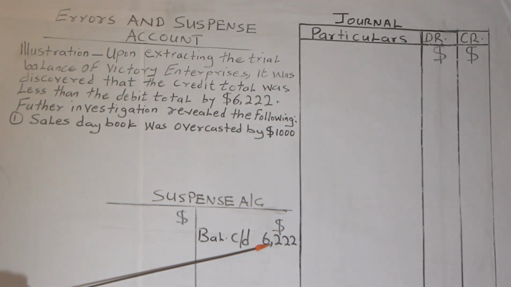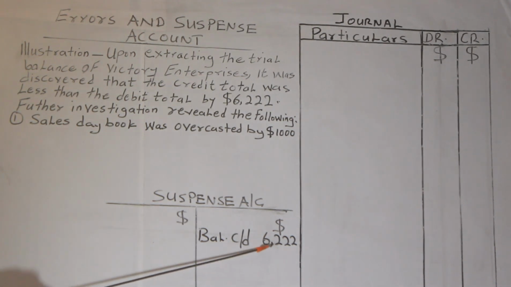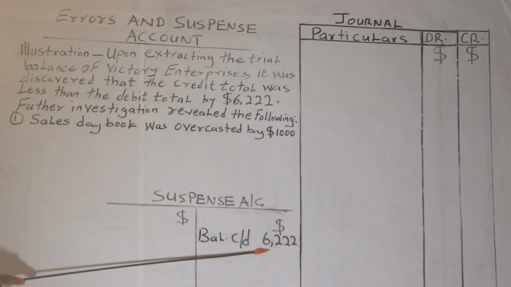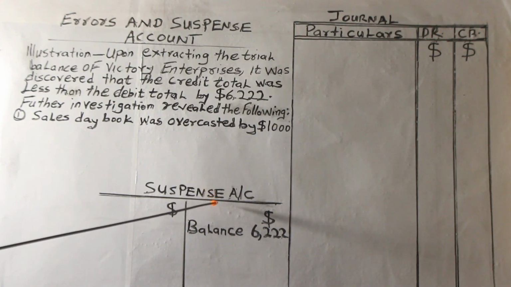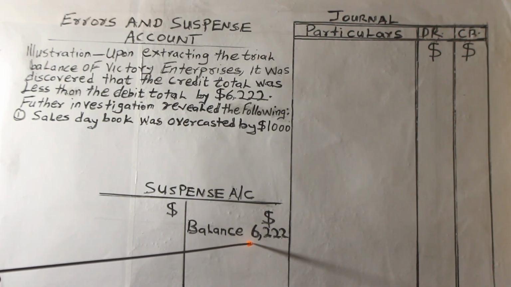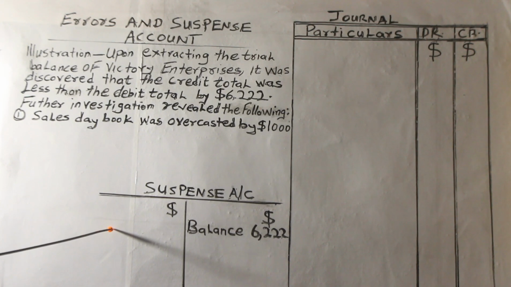What this entry is actually telling us is that the credit side of the trial balance is less by 6,222. So we have already placed it at the credit side of the suspense account. So the simple logic is, if you are told that the credit side of the trial balance is lesser, then that balance should be placed on the credit side of the suspense account. If the question states that the debit side of the trial balance is lesser as a result of the errors, then the balance given should be on the debit side of the suspense account.